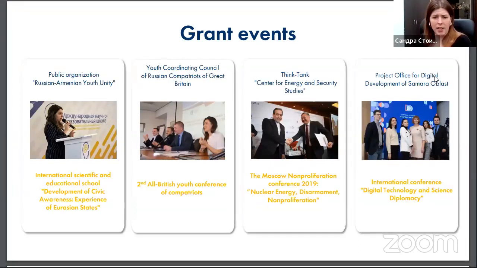On the next slide, you can see some examples of the organizations we more or less constantly work with, not only in the framework of grants, but in cooperation with our own programs. One of them is the Russian Armenian Youth Unity. They usually hold events regarding cooperation of Russia with Armenia, with the Caucasus, and with the Commonwealth countries. Then we have some British events held by the Youth Coordinating Council of Russian Compatriots of Great Britain. Then we have events regarding non-proliferation, nuclear energy and disarmament, etc., by the think tank Center for Energy and Security Studies.